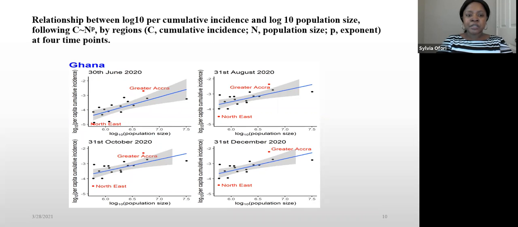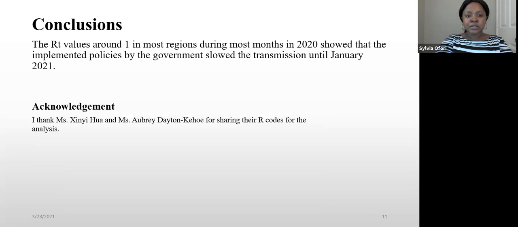It shows the regression line between the log per capita cumulative incidence and the log population size. Generally, there seems to be a linear relationship between the two, and the slope at each time point was greater than 0, which implies that regions with higher population sizes had higher cumulative case counts. And you can see that the trend was the same for the four time points in the plots.